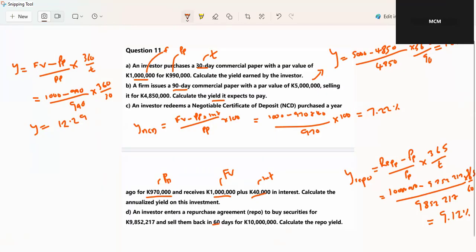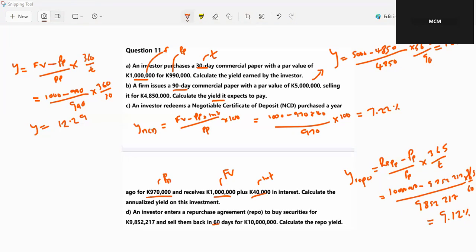Are we together? So the dilemma here is you need to know which one is based on the 365 or 360 days. Okay, so you need to understand that.